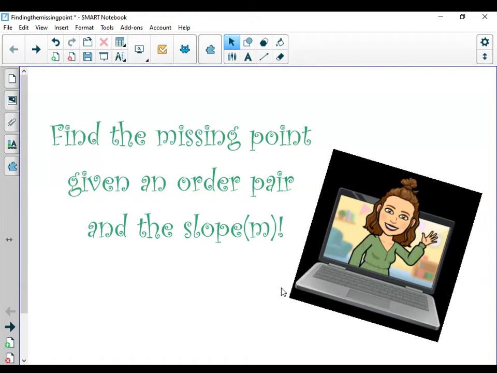This is your favorite algebra teacher here. This lesson is going to be on finding the missing point given an ordered pair and the slope.